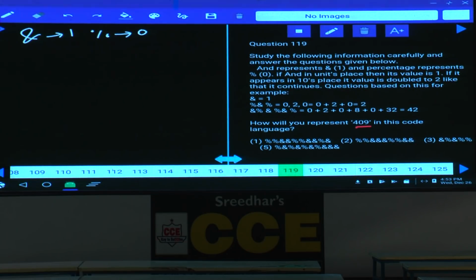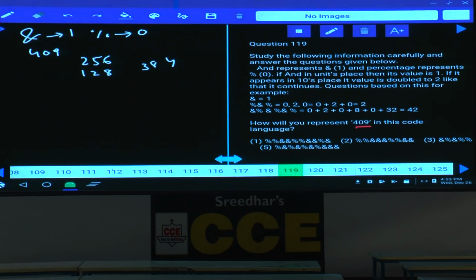Hence we need to convert this 409 into powers of 2. How do you divide into powers of 2? 409: 256 is there. 256 is 2 power 8, isn't it? 2 power 9 will be 512, hence 2 power 8 plus 2 power 7. What is 2 power 7 here? 256 plus 128 is 384.